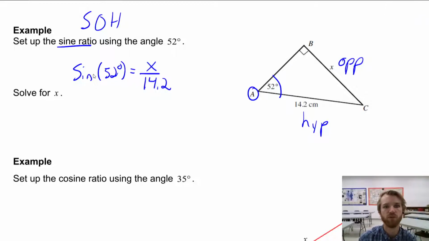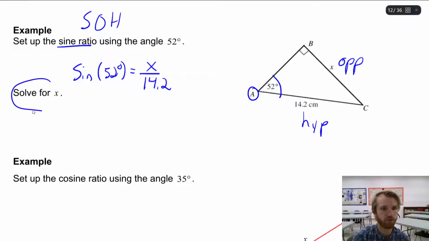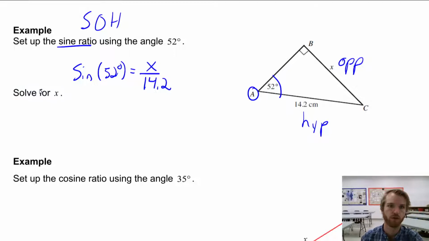So we've set it up, but we're missing something. Now the question says solve for x. Now we can actually do something useful with this trigonometry stuff. So we're going to take our 14.2 and we need to move it to the top of the other side. We want to get x by itself and on the top. It's on the top, but we need to get rid of this. So we're going to move it diagonal to the top over here.